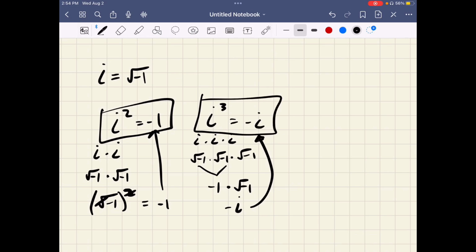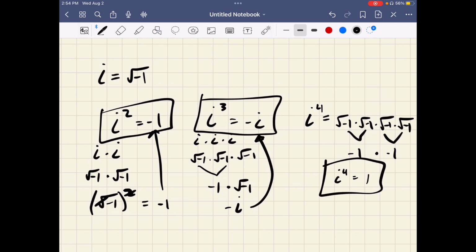So now negative i is the same thing as i to the third. And then we can do something similar with i to the fourth, which is, again, this here, which we know to be negative 1. We know this to also be negative 1. And now I have negative 1 times negative 1, which is positive 1. So now i to the fourth is the same thing as 1.